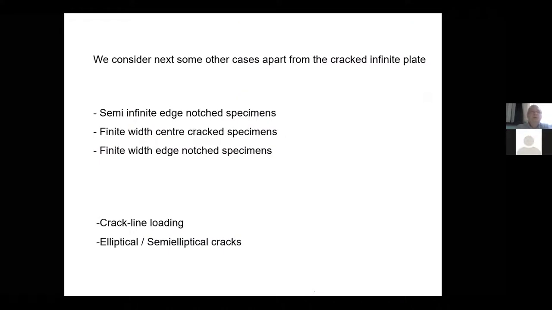And now let's consider some other cases, which are not just the central cracked infinite plate. Of course, in practical life with real structures, we will have all kinds of different cracks. Here we mention semi-infinite edge notched specimens, finite width central crack specimens, and finite width edge notched specimens, but these are just specimens. Practical examples will include also so-called surface cracks, which are probably the most important from a practical point of view. Also, loading can be different from the so far presented remote loading. It could be a concentrated force on a crack edge. And finally, as I already mentioned, elliptical and semi-elliptical cracks are of probably the most important practical meaning.